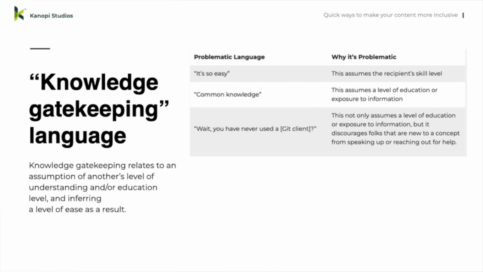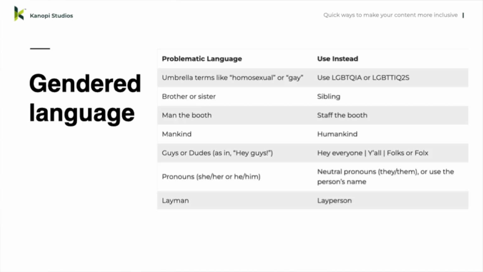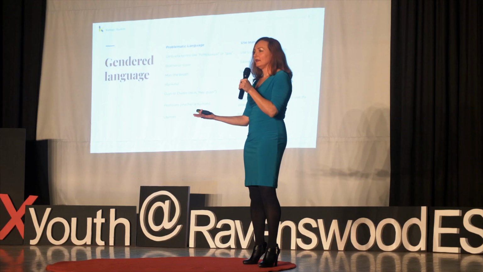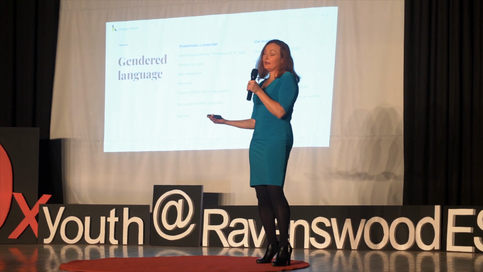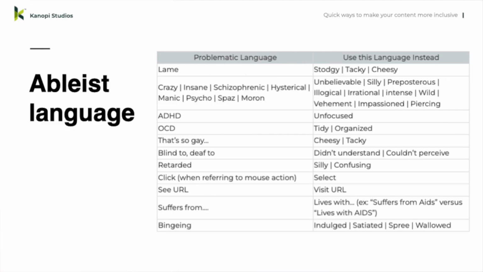Let's talk about knowledge gatekeeping language. This one is when you say, oh, you can't figure this out? It's so easy. How does that make the other person feel? There's also a lot of gendered language. I go to a lot of conferences in my role, and when people say to me, who's manning the booth? You know, we try to say staff the booth, because there's a lot of women that work the booth as well. Ableist language is one.